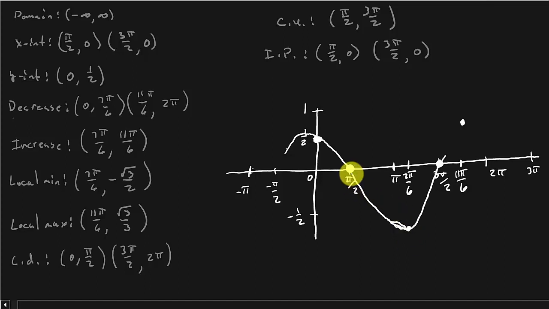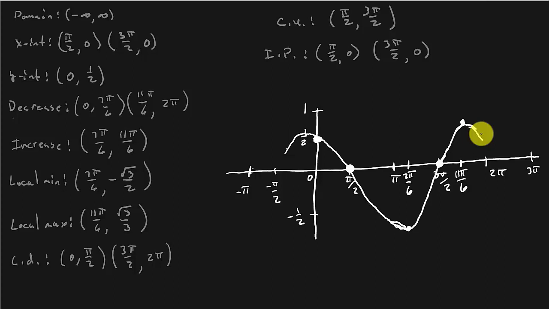Let's see, well, no, from pi over 2 to 3 pi over 2, it's concave up. But then once it hits 3 pi over 2 to 2 pi, it's concave down. So it's increasing here. And then once it hits 11 pi over 6, it starts decreasing again, going to 2 pi. And so that's about what it would look like. And then you would just keep that going in both directions forever.